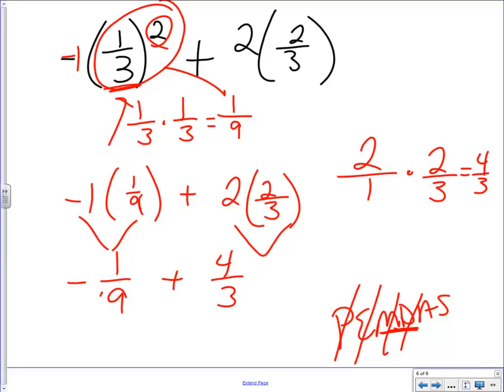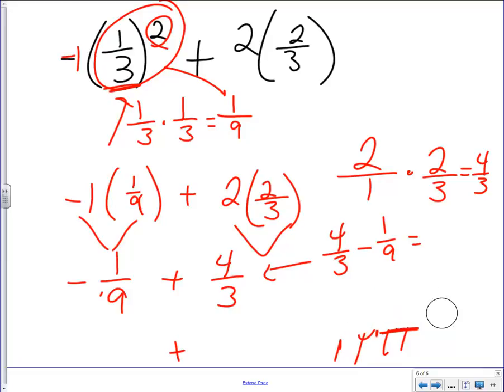Well, we know that any fraction whose numerator or top number is bigger than the bottom number is the bigger number. And so that means that this 4/3 is actually the bigger number here. So it's positive. So that means my answer is going to be positive. And I need to subtract 4/3 minus 1/9 for me to get my final answer here.